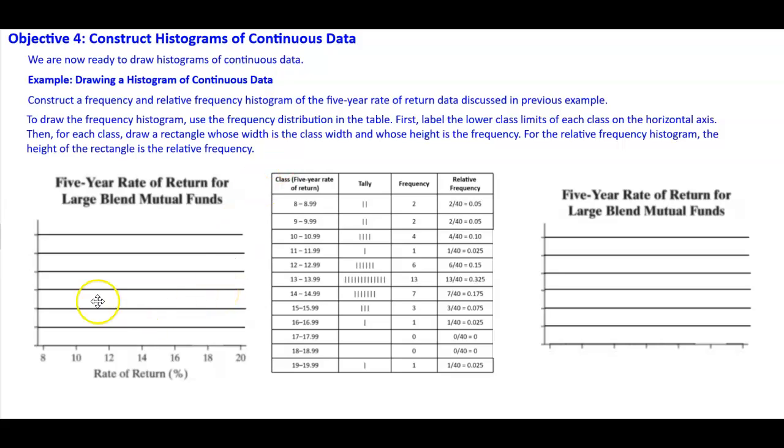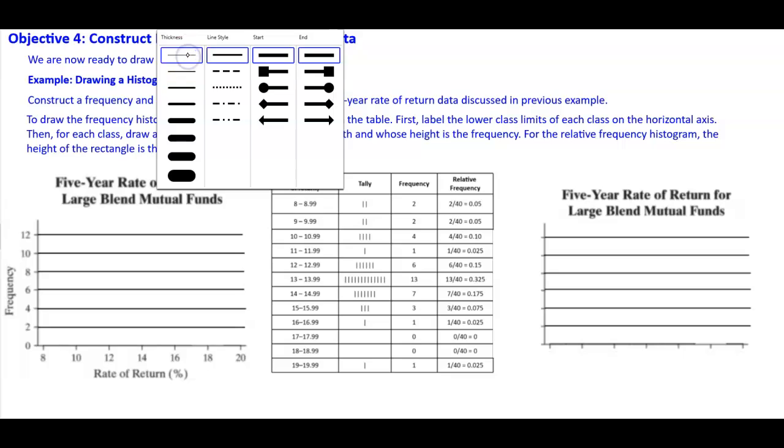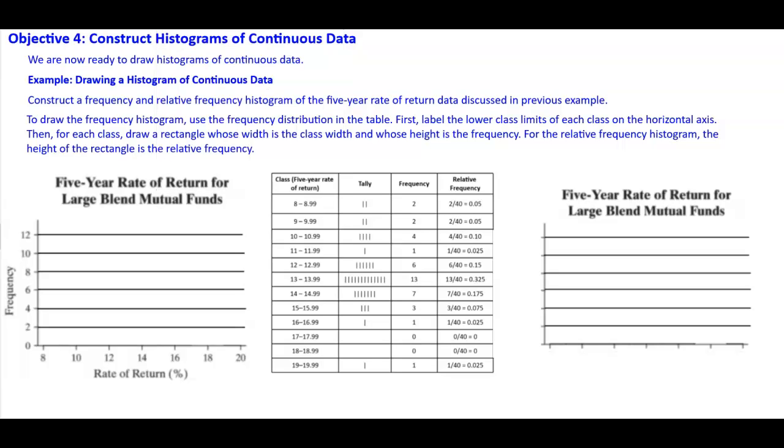So let's go ahead and finish with this next part over here. Our vertical axis is going to say frequency, and we know that we're going to go from 0 all the way up to 13, so that would be 14. So the first thing we're going to do is create our histogram. For the class between 8 and 8.9, which is close to 9, we're going to have a bar that goes from here to here, since it represents 2.